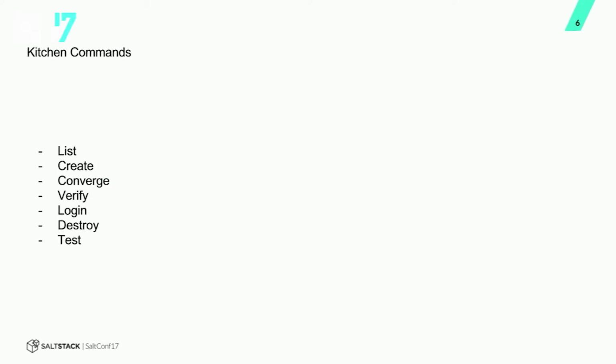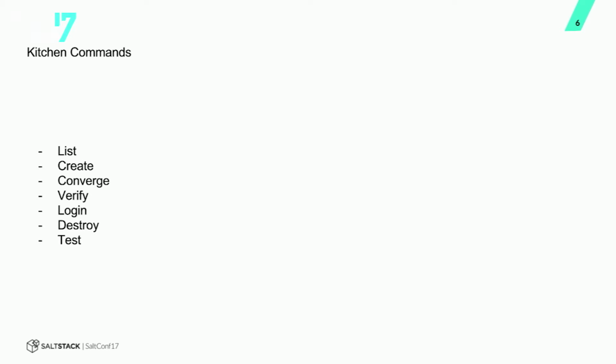These are some of the key commands that you'll be using. List lists off all of your tests that will run. Create will create the instance. Converge installs your provisioner and then provisions the box using, in this case, Salt, since we're using Kitchen Salt. Verify will run your unit tests against the box.